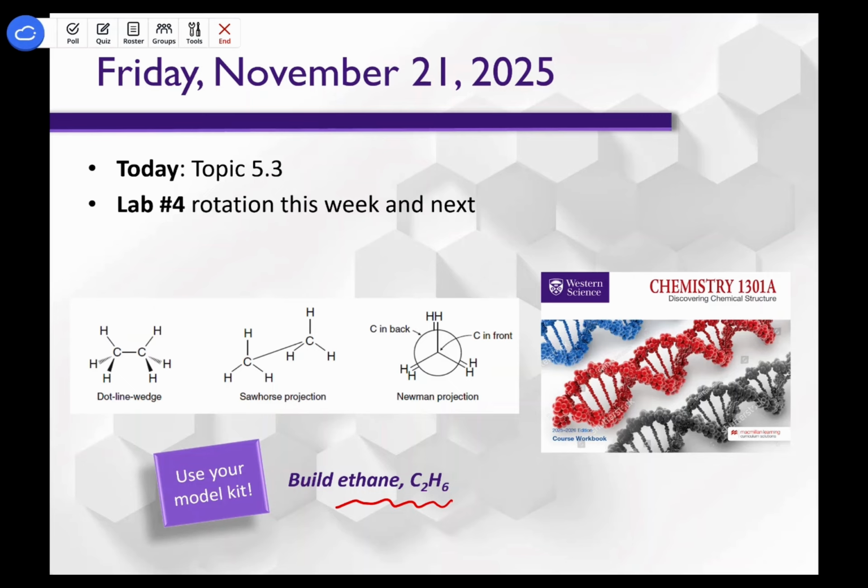So that is this structure here. 2 carbon atoms, each has 3 hydrogens. That's what we're going to be working with today. We already know how to interpret dot line wedge diagrams, but we're now going to be moving into the Newman projection. Hands up, who is already familiar with interpreting Newman projections? Okay, just a couple hands, not very many. So that means it's new for most of you, which is great. We're going to build some molecules and visualize them today.